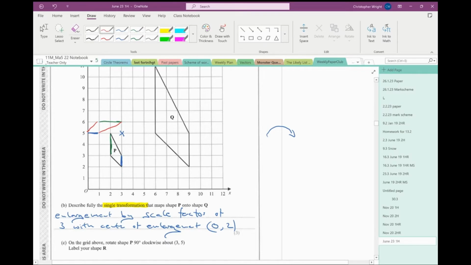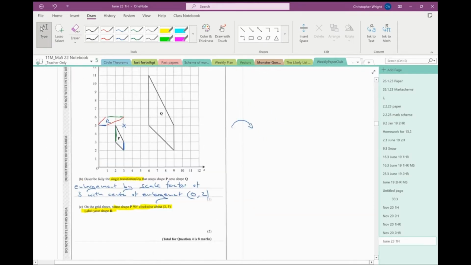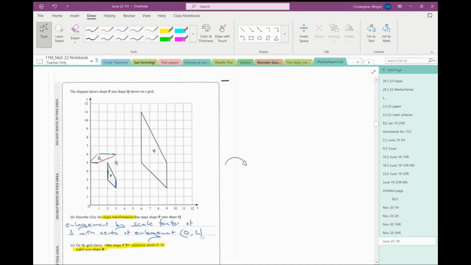So that is my new shape, but much easier with tracing paper than it is for me to do it off the top of my head. And I'll label your shape R. Let's just check. On the grid above, rotate shape P 90 degrees clockwise, label your shape R. Yes, I've done all that. And that is the end of question 4.